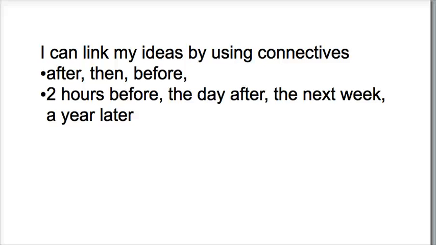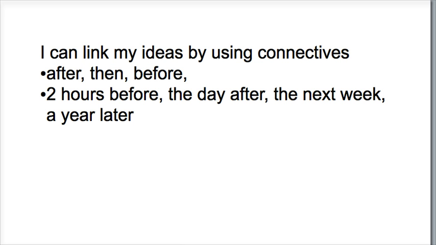This is a screencast on how to use connectors in your writing. Now link your ideas. So that means taking one idea and linking it to another. Before we go any further, you need to be able to use connectors in your narratives. If you look at your rubric or your matrix, level 3, which is below the standard, is where you would be if you don't use them.